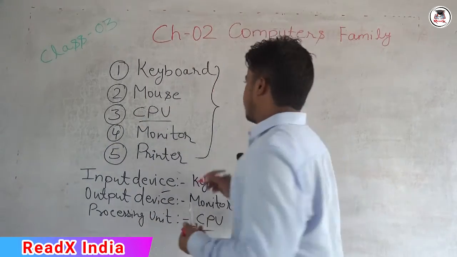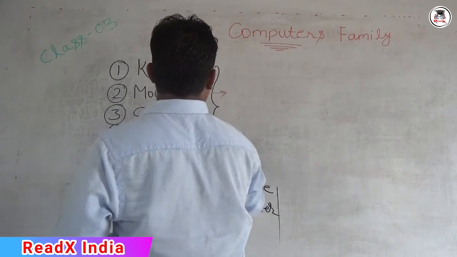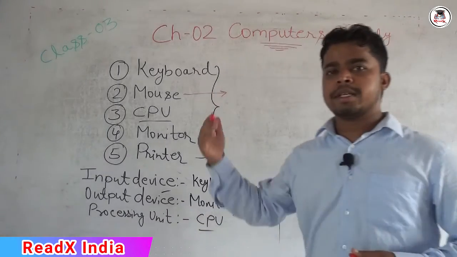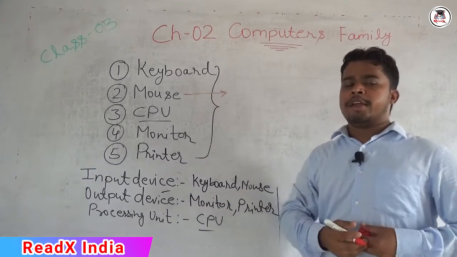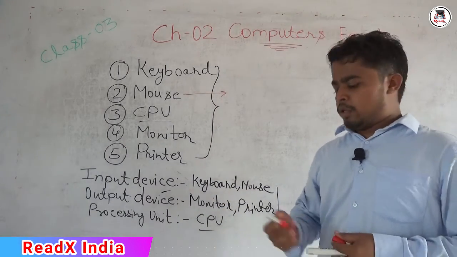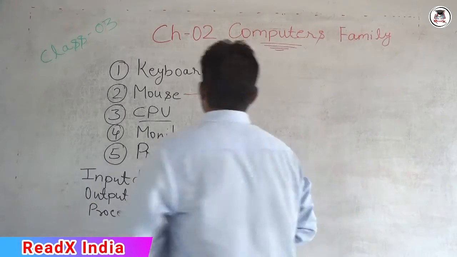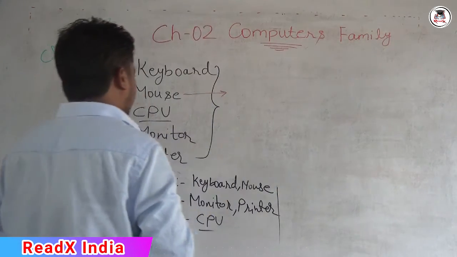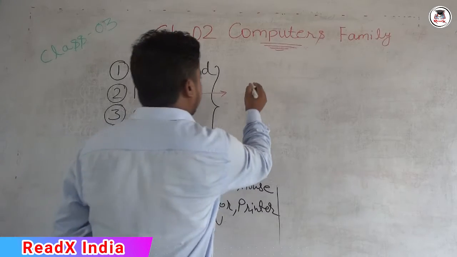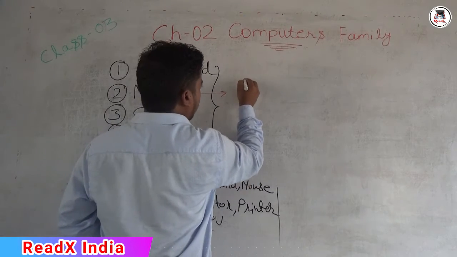What is that? That is the mouse. So we will see. Basically, the mouse is an input device. There are some terminologies which are used with the mouse, so we'll see all of those.